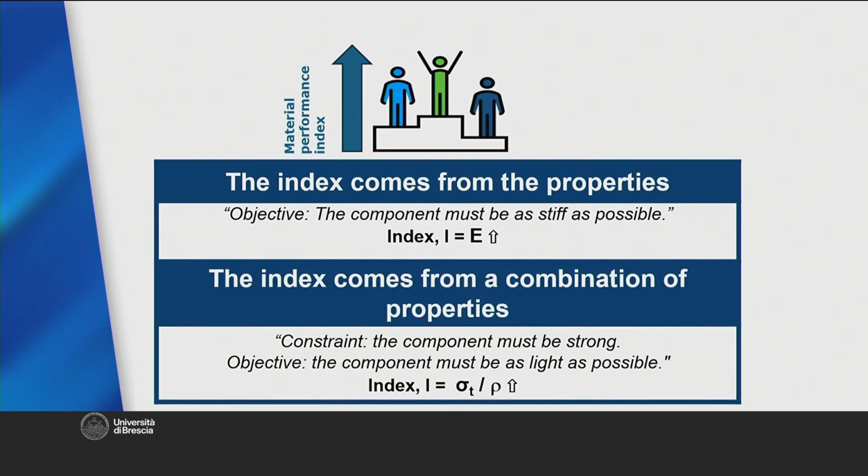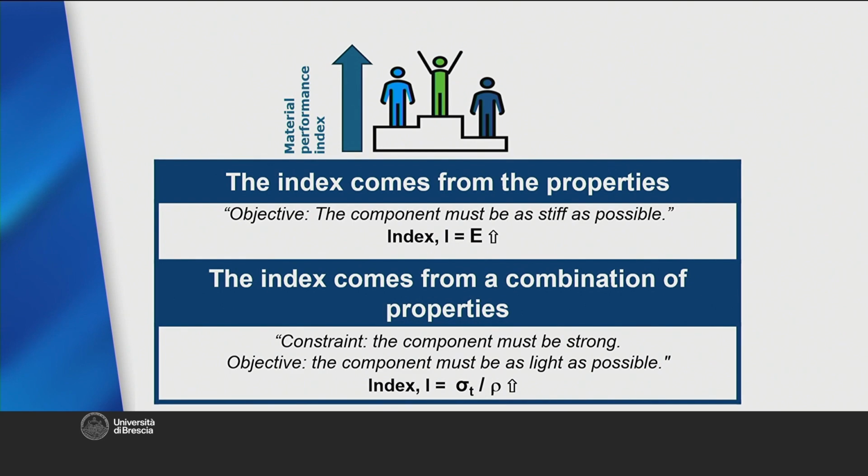In the second case, however, the constraints to be met and the objectives to be achieved are linked together through geometric variables, such as the thickness or the cross-section of the product. In this case, the performance index becomes a combination of several properties. For example, this happens when a product is required to be sufficiently strong, to minimize its mass, and to have as large a cross-section as desired.